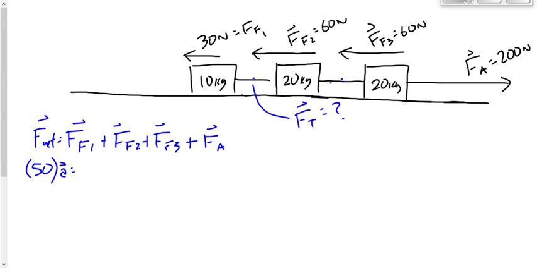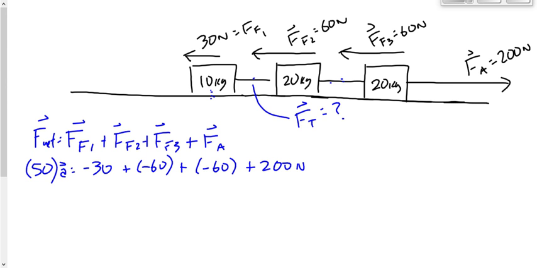FF1, Dryden, what's FF1 going to be equal to? How about negative 30? Negative 30 because it's to the left. FF2 is going to be, Max, what's FF2 going to be? Yeah, well, negative 60, right? Because it's to the left. Jackson, what's FF3 going to be? Yeah, negative 60 because it's to the left as well. And what's FA going to be, Dryden? Good. 200 newtons to the right, positive 200 because it's to the right.